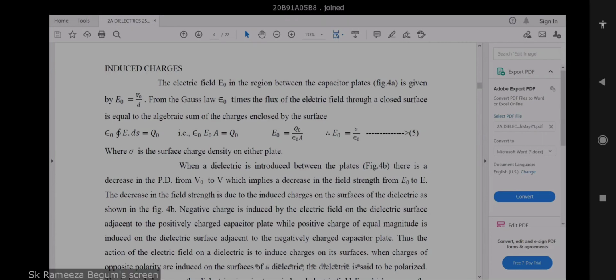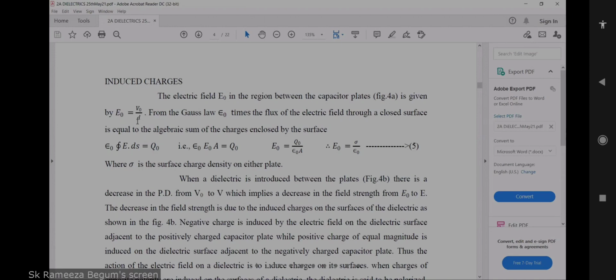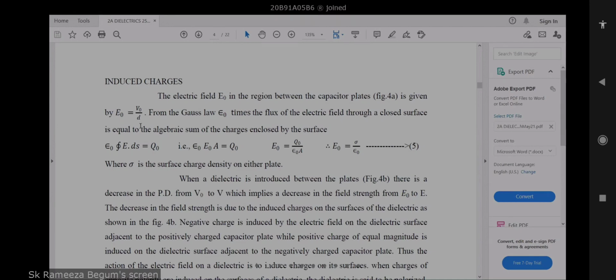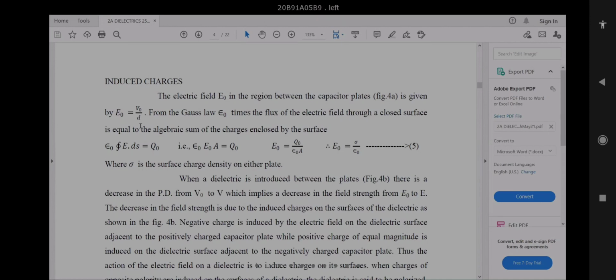In the region between the capacitor plates, the electric field is given by E naught is equal to V naught by d. Here E naught is the external electric field which is applied to the parallel plate capacitor. So what happens due to the application of the external electric field? The voltage develops from V to V naught. And d is the distance between the two capacitor plates.